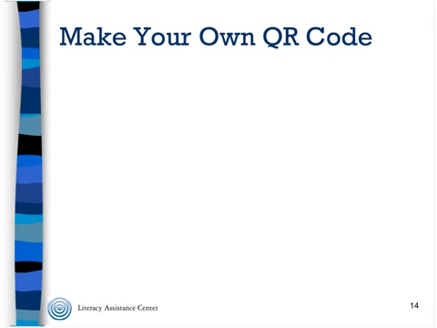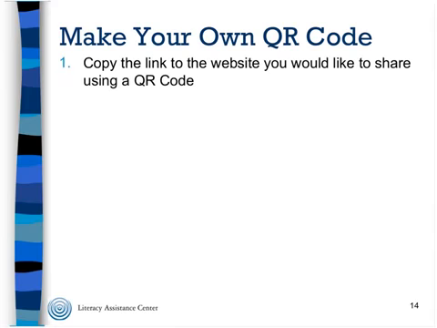So to make your own QR code, the first step is to have the content that you want. So say you have a video already that you want to share. So there's a YouTube video, or as I mentioned earlier, the link to the Google form for my evaluation.